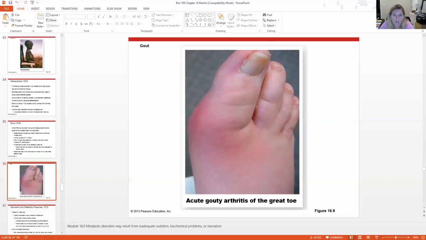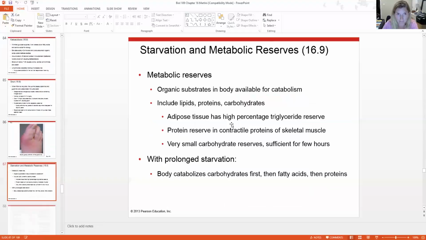It's just painful. Obviously, this person needs a pedicure. So do I. But this is a very painful condition. As you can imagine, little tiny crystals building up in the joint cannot be comfortable.